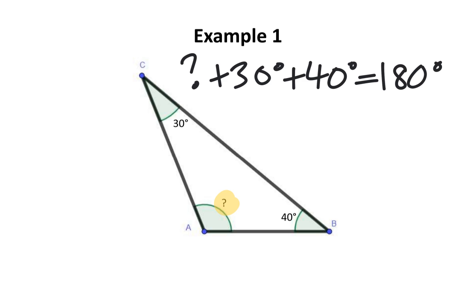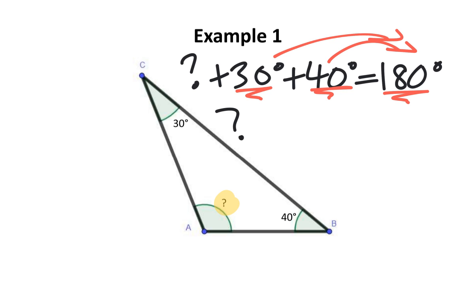Once we have an equation, we can identify like terms. 30, 40, and 180 are all like terms. I'm going to move the 40 and 30 to the other side of the equation. When they move to the other side of the equation, they are no longer positive and they are both now negative.